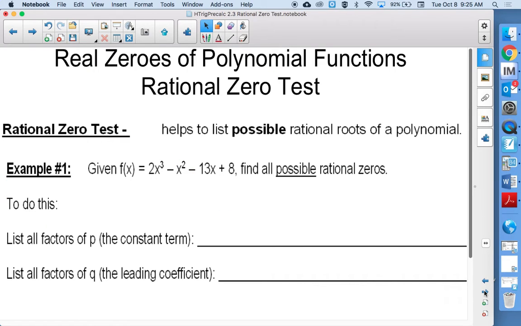So in your packet, maybe this is page 27, I think. Yeah, page 27.